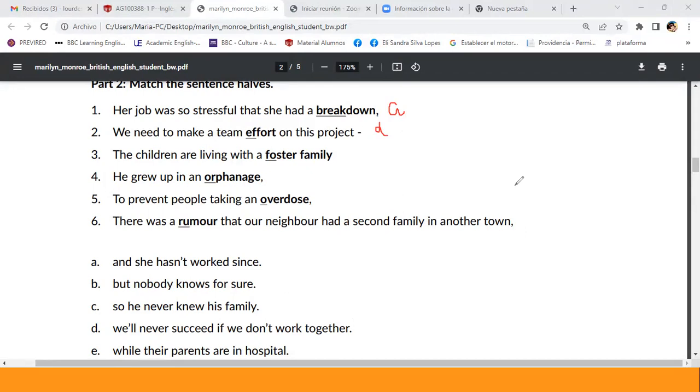The children are living with a foster family while their parents are in hospital. Right. Very good. Number four, Catalina.